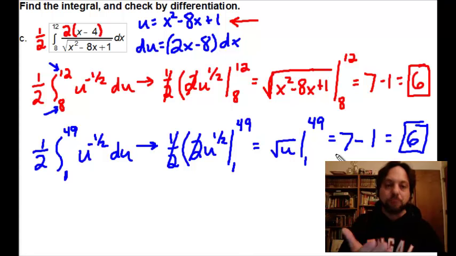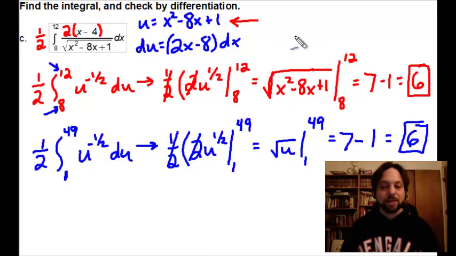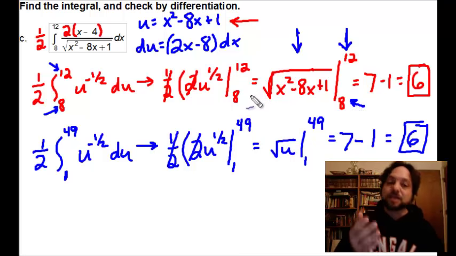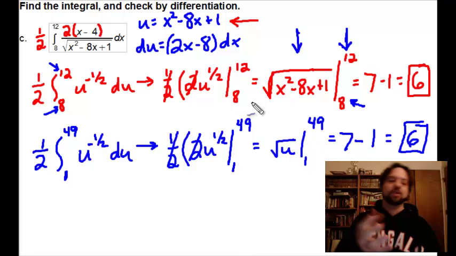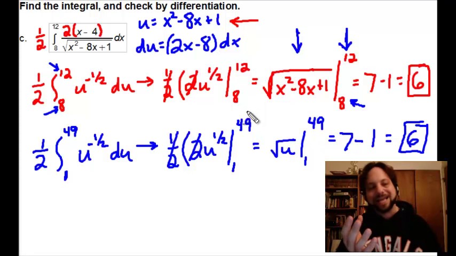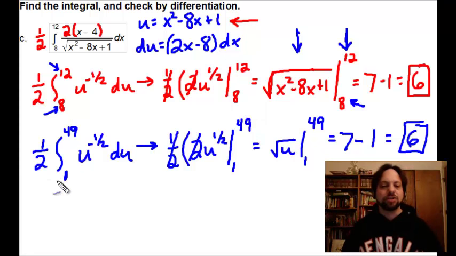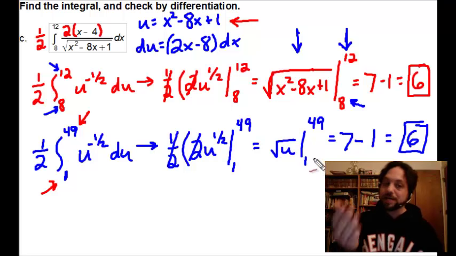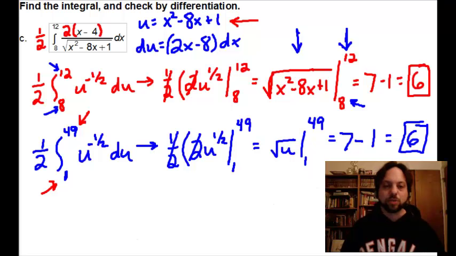Well, of course we got the same answer. It's the same problem. But in one method, we went ahead and plugged our x's back in because our bounds were in terms of x. Sometimes that's a pain, having to go into u, integrate, then go back into x. If that's too much of a pain, you can just turn your bounds into u's as well. Notice our bounds here turned into 1 and 49, and we never had to switch back into x mode. It's your choice which way to do it. Both ways work. Both ways are equally acceptable. Just oftentimes, one way is quicker than another.